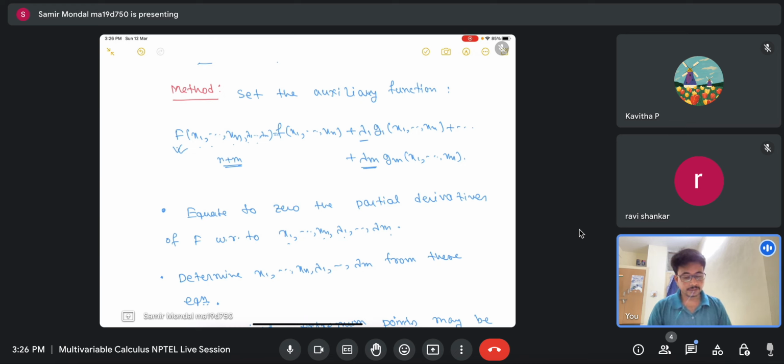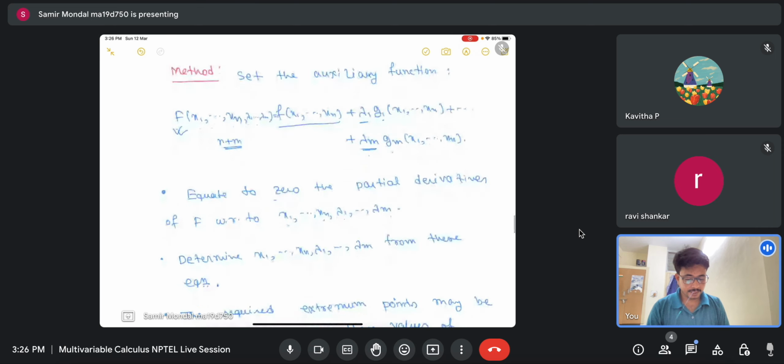So the auxiliary function is nothing but f plus lambda 1 g1 up to plus lambda m gm. This is your auxiliary function. Okay, this is the first step. Second step, equate to 0 the partial derivative of f with respect to x1, with respect to x2, up to with respect to xn, with respect to lambda 1 and up to with respect to lambda m.